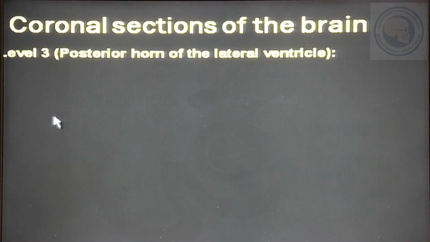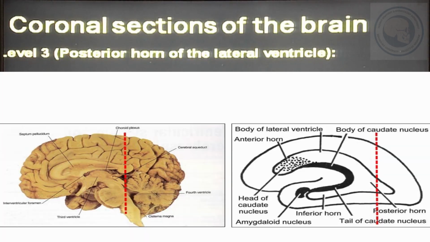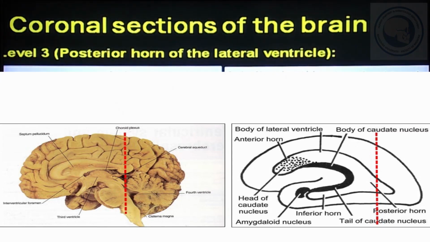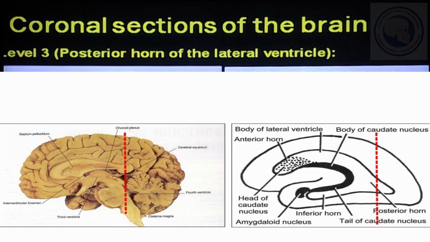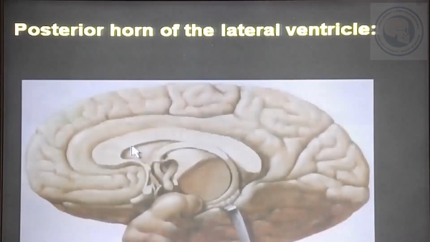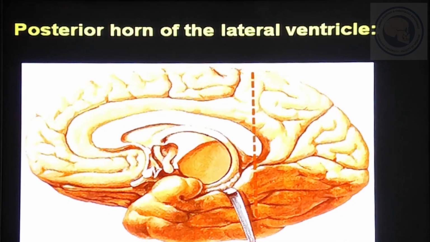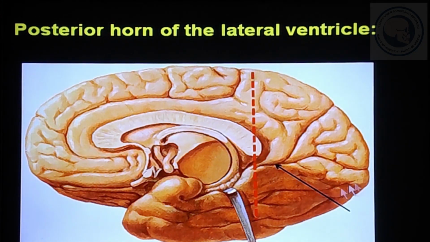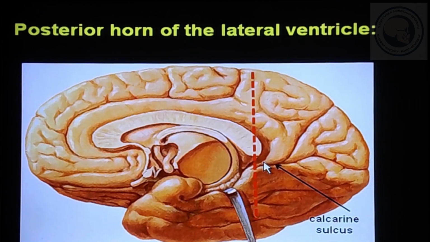What about taking another coronal section at the level of the posterior horn of the lateral ventricle? We will cut here. If we cut here, we will find the posterior horn located deep to the splenium. What about relations? If we cut here, we will find also that the cut touches the calcarine sulcus. So both the splenium and the calcarine sulcus have impressions on the medial wall of the posterior horn.